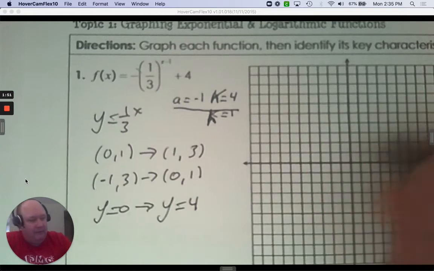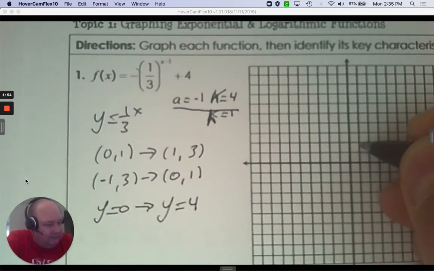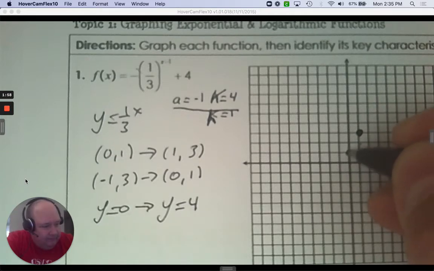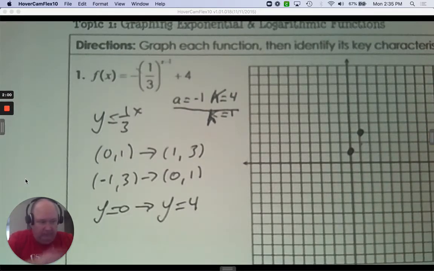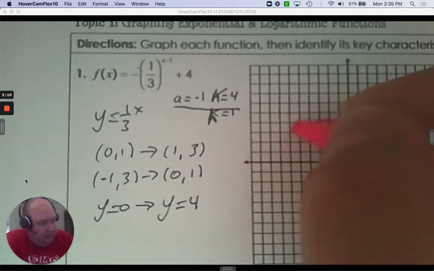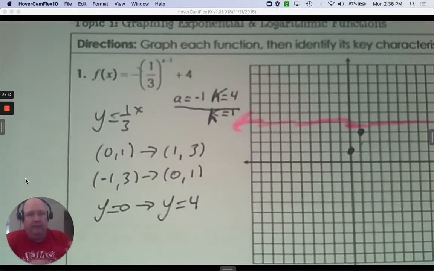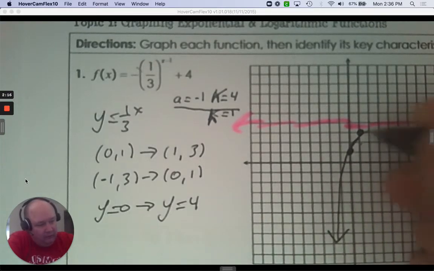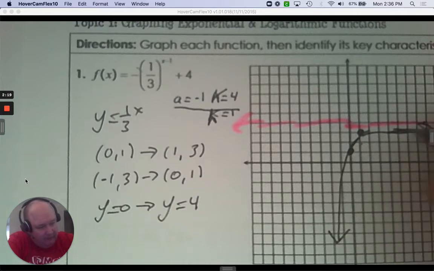All right, put these on your graph. (1, 3), and (0, 1). There's an asymptote at 4. And then the curve. Now this curve's been reflected. So this is what the curve looks like now that it's been reflected. So there's the curve through the 2 points and the asymptote.